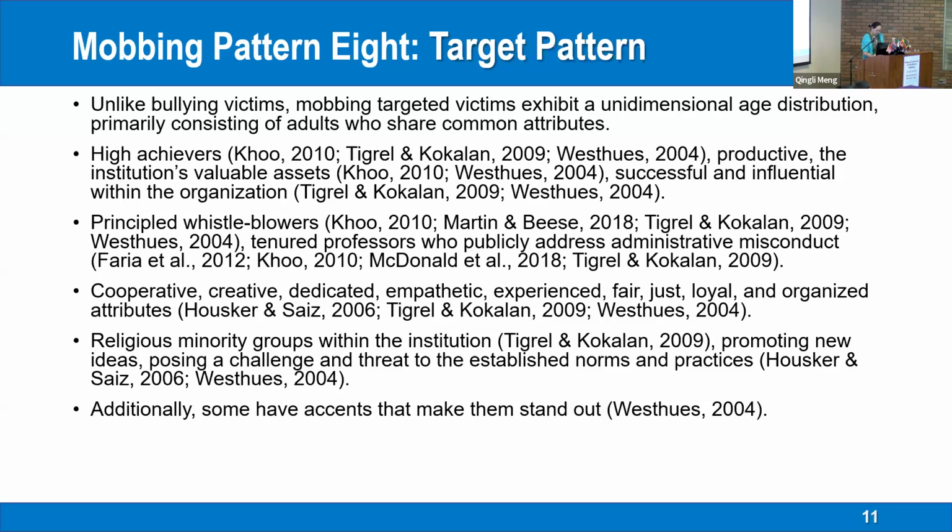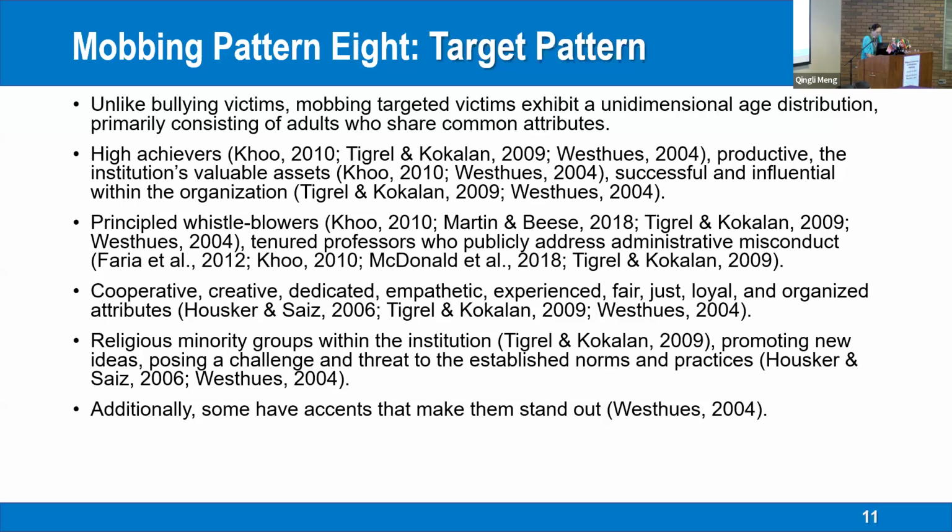The eighth pattern is the target pattern. Unlike bullying victims, mobbing victims exhibit a unidimensional age distribution. They are adults who share common attributes. In most instances, mobbing is directed at a single target. They are high achievers, often recognized as experts or superior within their field. They are not only productive, but also represent one of the institution's most valuable assets. They are furthermore successful and influential within the organization.